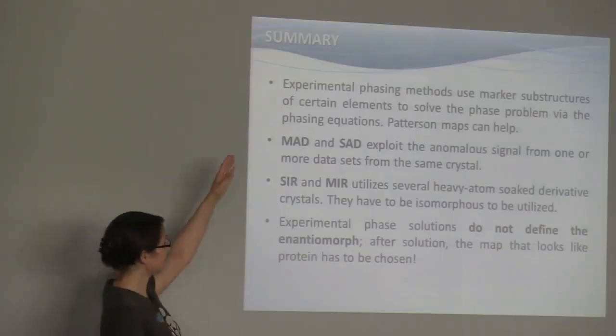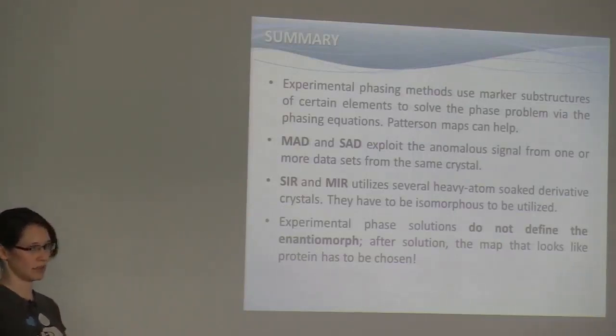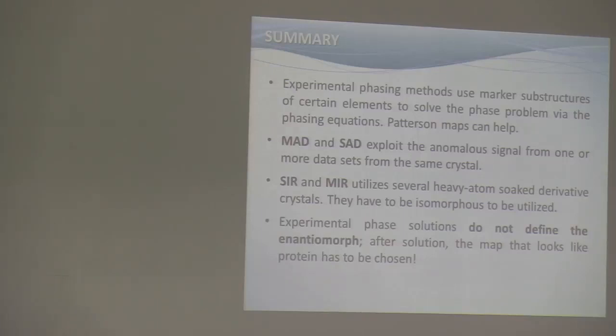So to summarize, experimental phasing methods use marker atom substructures of certain elements to solve the phase problem via the phasing equations. Patterson maps can help. MAD and SAD exploit the anomalous signal from one or more data sets from the same crystal. SIR and MIR utilize several heavy atom soaked derivative crystals, but the crystals have to be isomorphous. Experimental phase solutions do not define the enantiomorph. The handedness is not resolved at substructure solution. You need to choose the map after density modification that looks like protein.